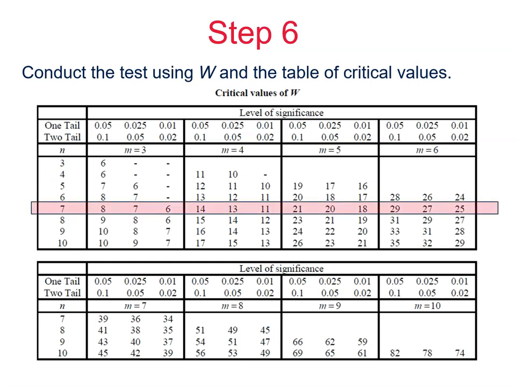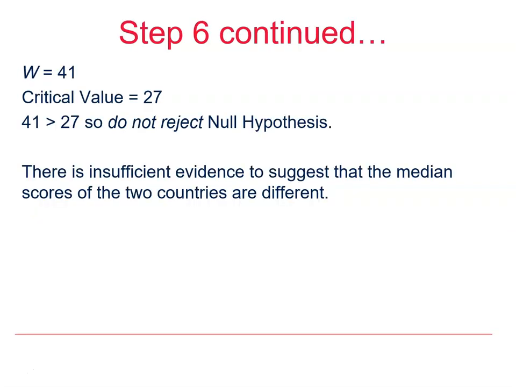We're working with n equals 7 and m equals 6, with a two-tailed test at the 5% level. For each pair of values, the table gives the largest value of W which will lead to rejection of the null hypothesis. We've got a critical value of 27 here. Our value of W is bigger than the critical value, so too big for us to reject the null hypothesis. We draw our conclusion in context. There is insufficient evidence to suggest that the median scores of the two countries are different.